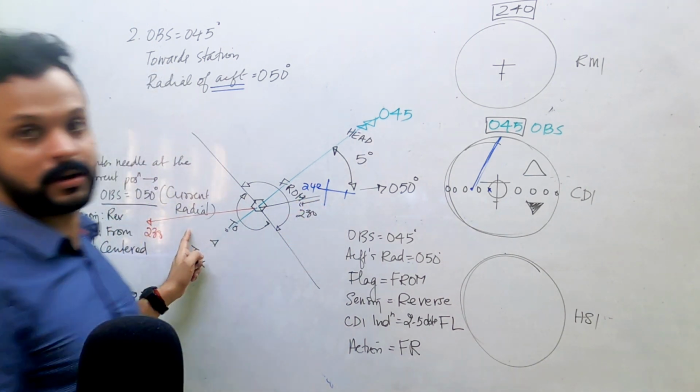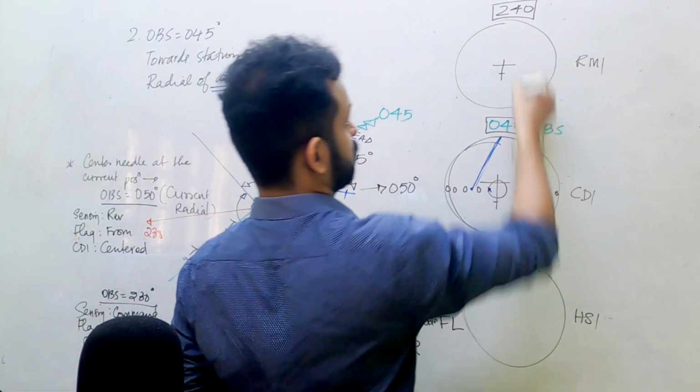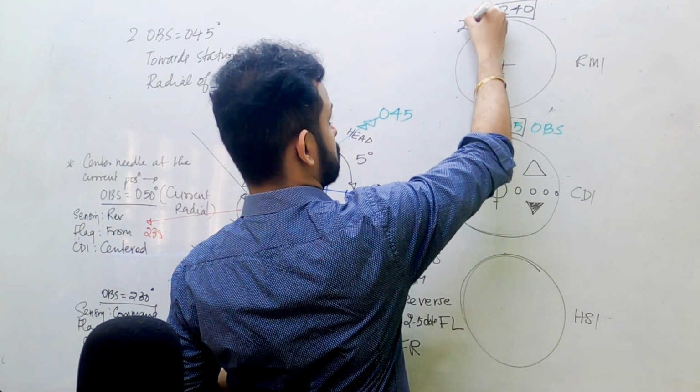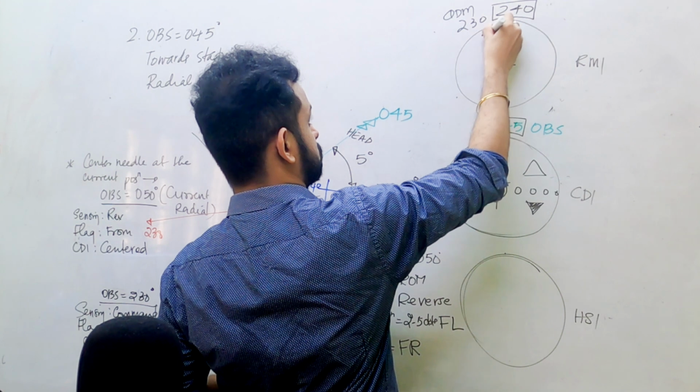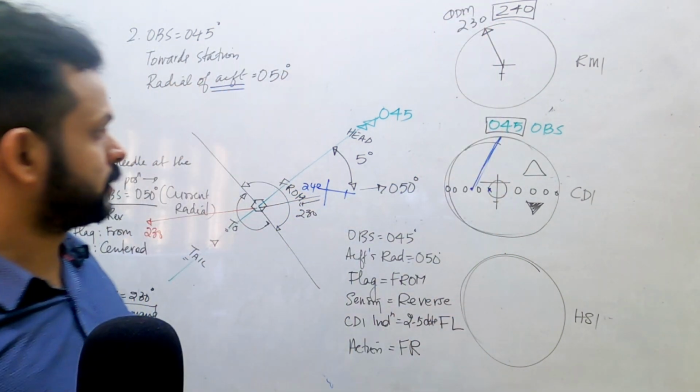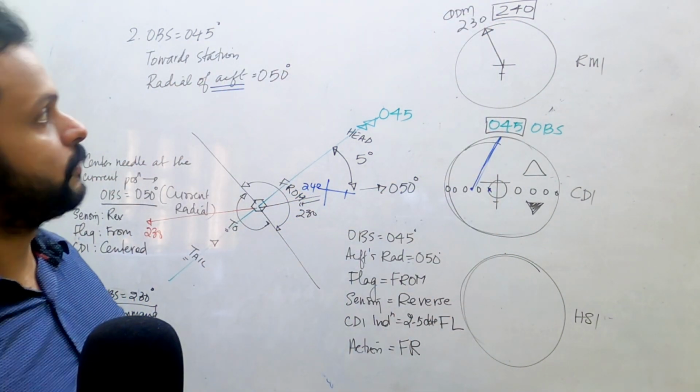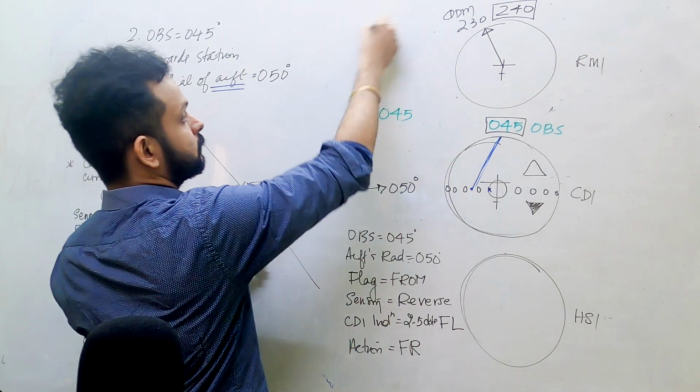This is the opposite radial, which is 230, right? So this is 240, so the 230 is here, which is the QDM. Yes. Perfect.